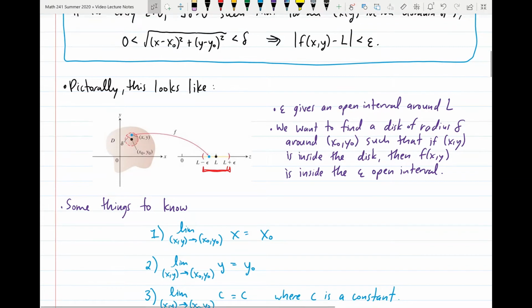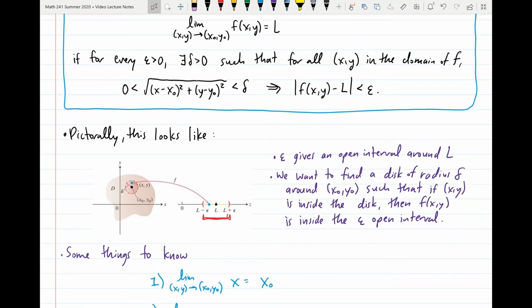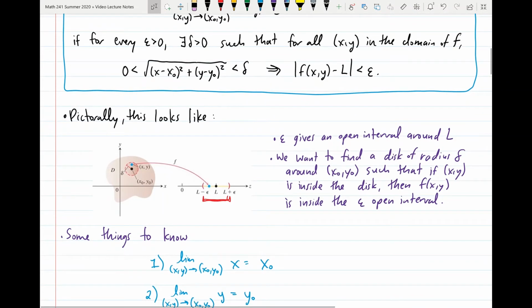And to show that the limit exists and that the limit is L, we want to find a disk of radius delta that contains the point x naught y naught. So x naught y naught is the point we are limiting to. And we want to find a disk of radius delta centered at that x naught y naught, such that if we take any point xy, so in the diagram here we have that point xy in blue.